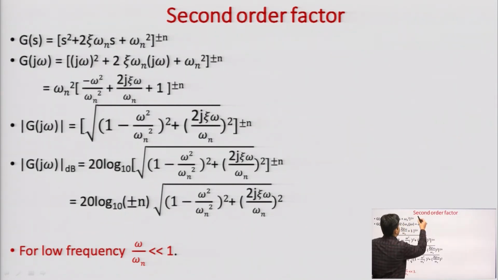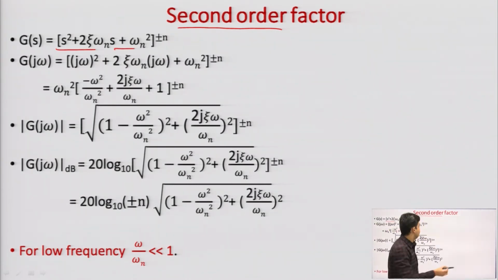Now, come to the second order system or second order factor. Here it is given by G(s) equal to (s squared plus 2 zeta omega n s plus omega n squared) to the power plus or minus n. If n is positive, this expression is in the numerator and gives us zeros. If n equal to minus 1, it is an expression in the denominator, which will give us second order poles.